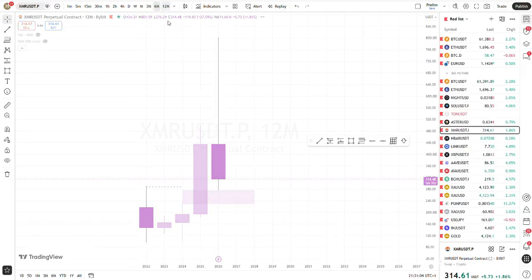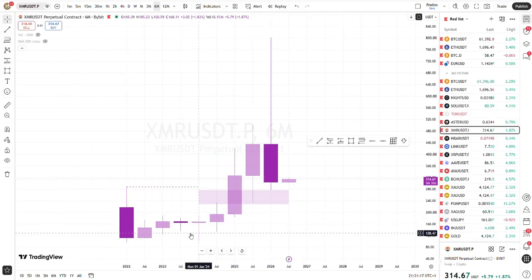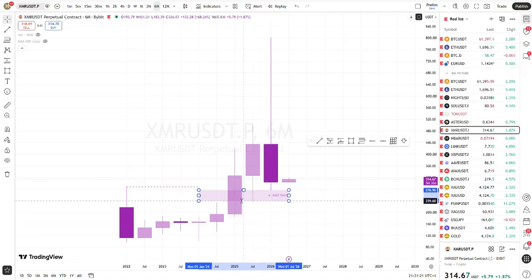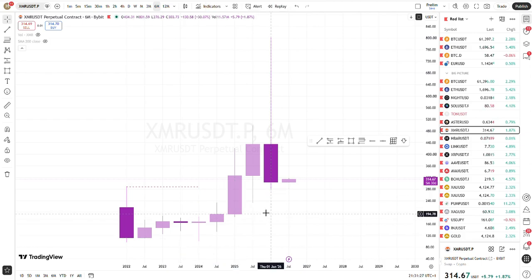But let's go to 6 months and see what is happening. On the 6 month time frame, this gives you a better view. And indeed, if you look at it, there is no particular fair value gap anywhere here on the 6 months. So I'll remove this entirely, right?